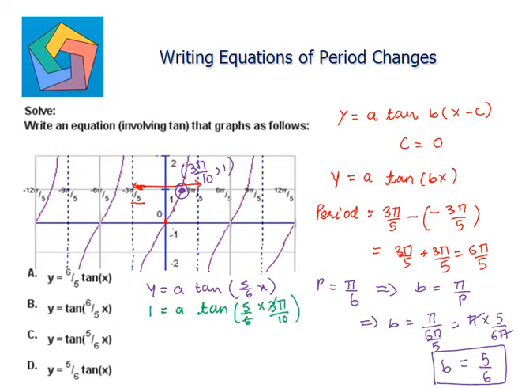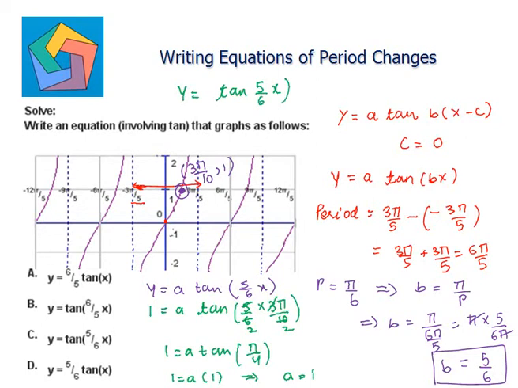3 times 2 is 6, 5 times 2 is 10. So 1 is equal to a times tangent pi by 4. The value of tangent pi by 4 is itself 1. So 1 is equal to a times 1. This implies a is 1. So the equation becomes y is equal to tangent 5 over 6 x, which is given as the answer in the C part. Next problem.